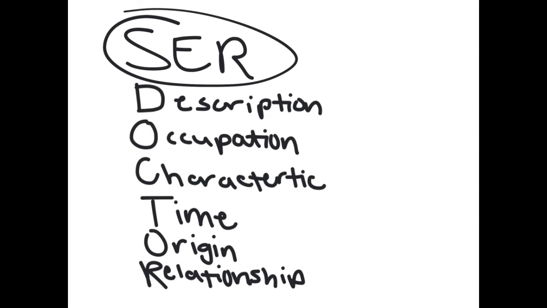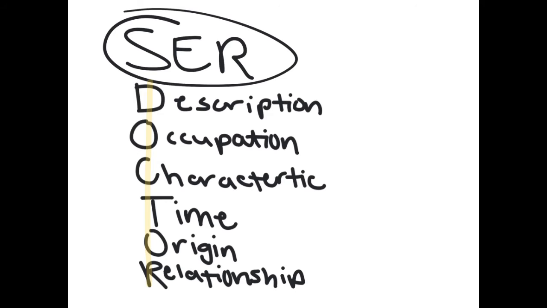Alright, so starting off with ser, the acronym that you want to use to remember when to use ser is DOCTOR. So description and characteristic are really similar. If you're describing something, it's going to be like describing a noun, like las paredes son azules. You're describing something about an object. And then occupation is going to be like es una maestra or es maestra, like that person is a teacher.